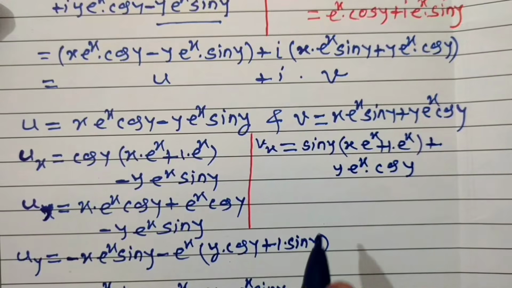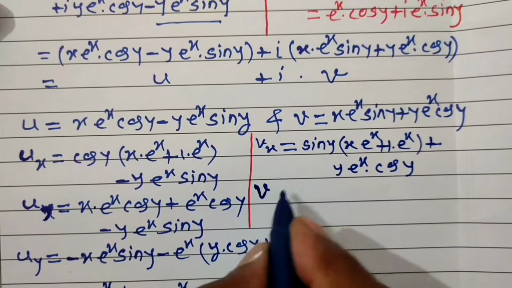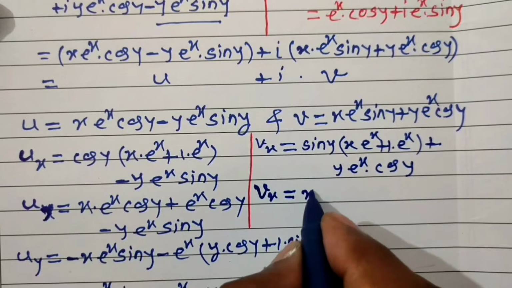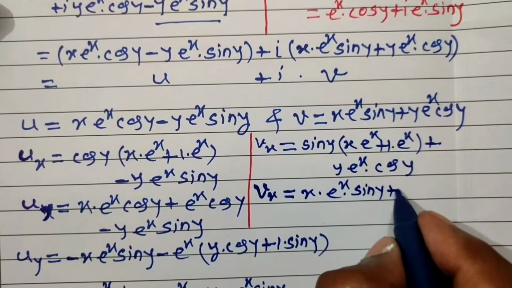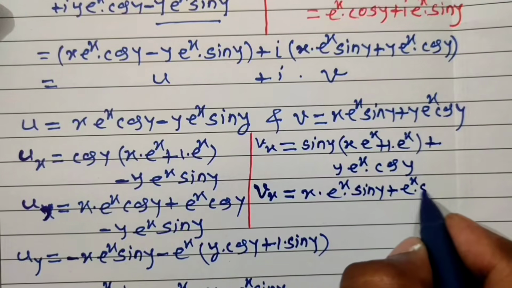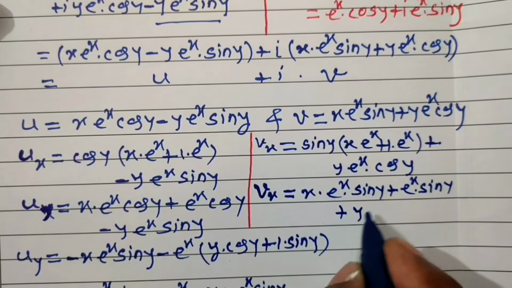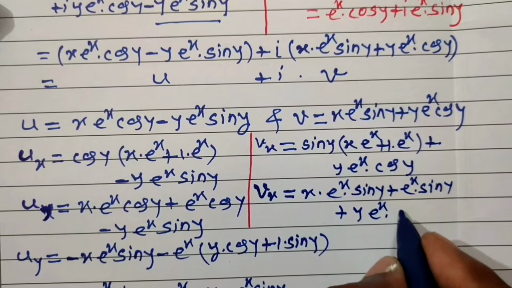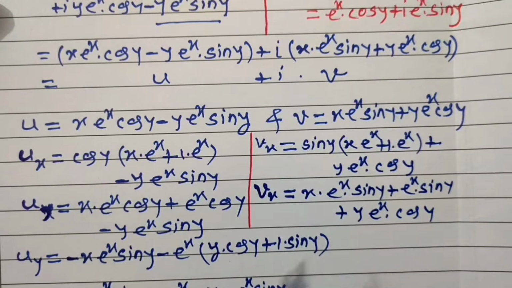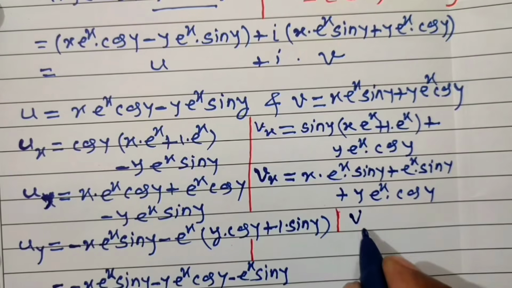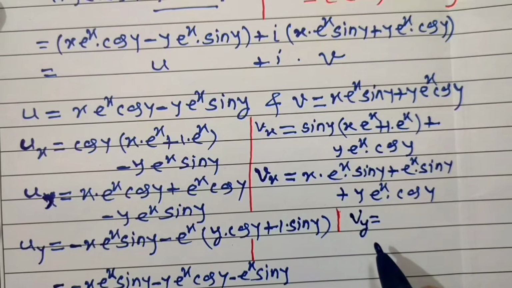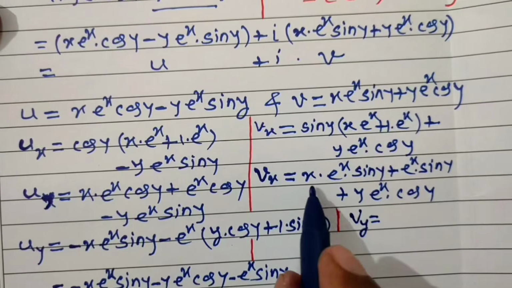Okay, simplify this. So Vx is equal to x into e to the power x into sin y plus e to the power x into sin y plus y into e to the power x into cos y. Similar to this, we have to find out partial derivative of v with respect to y. Vy is equal to partial derivative with respect to y, considering x as constant.